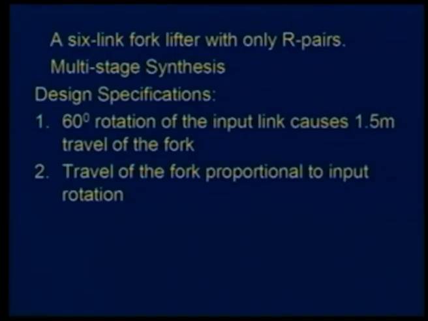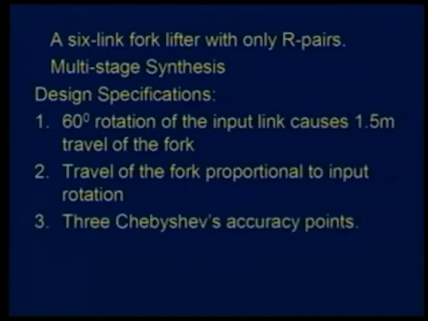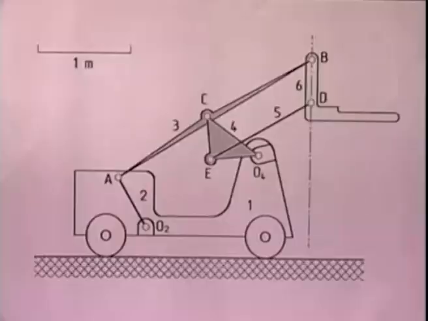As we know, we cannot have the line exactly vertical at all configurations, and we go through what we call a precision point approach. And we decide to use 3 Chebyshev's accuracy points during this entire travel of 1.5 meter. At this stage, let me now go back to the sketch of this mechanism and define the other parameters.